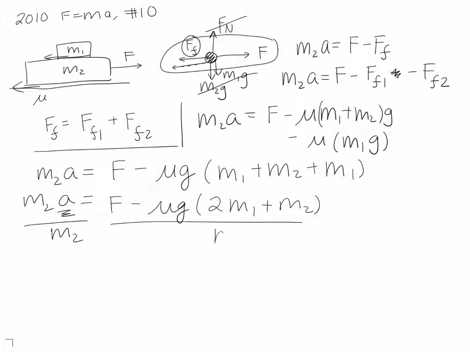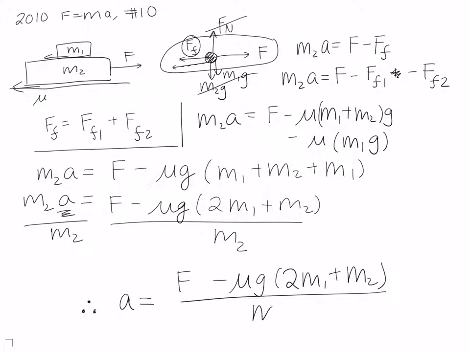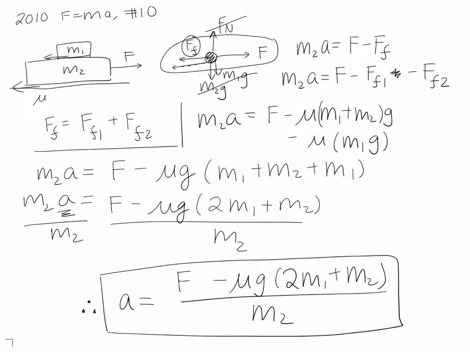Now we want to solve for just the acceleration, so we can divide both sides by m2. And so we get that the acceleration of the bottom block, when we apply this force, is equal to F minus mu g times 2m1 plus m2, all over m2. And that is our acceleration for the system.